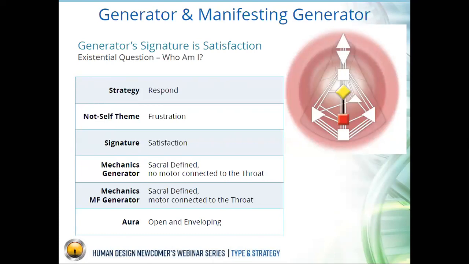The energy moves towards something, or there's no response, no movement towards something, and that's a no. So when you have responded to something and you feel this great satisfaction, that is the signature we're looking for, to feel satisfied with our life.